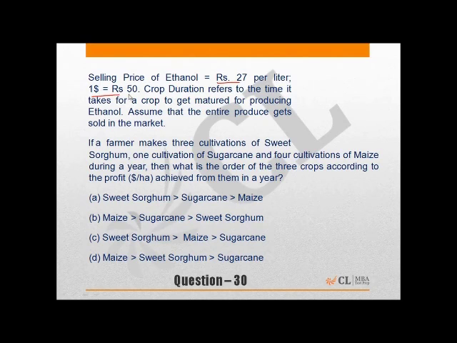$1 is rupees 50. Crop duration refers to the time it takes for a crop to get matured for producing ethanol. Assume the entire produce gets sold in the market. Okay, so that's the data we have. Let's move to the question.